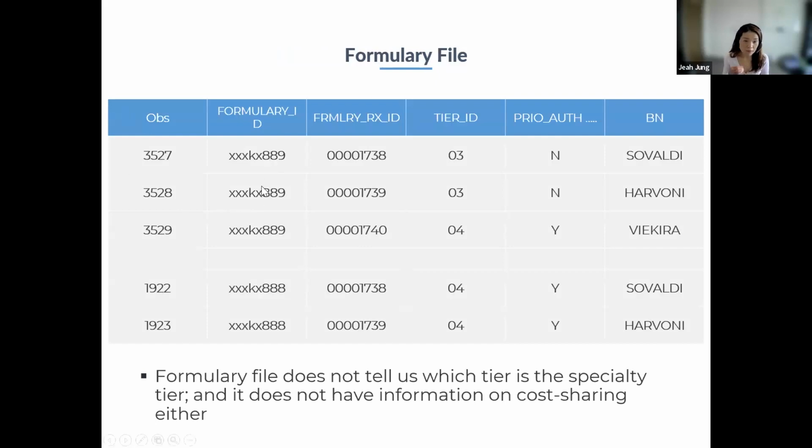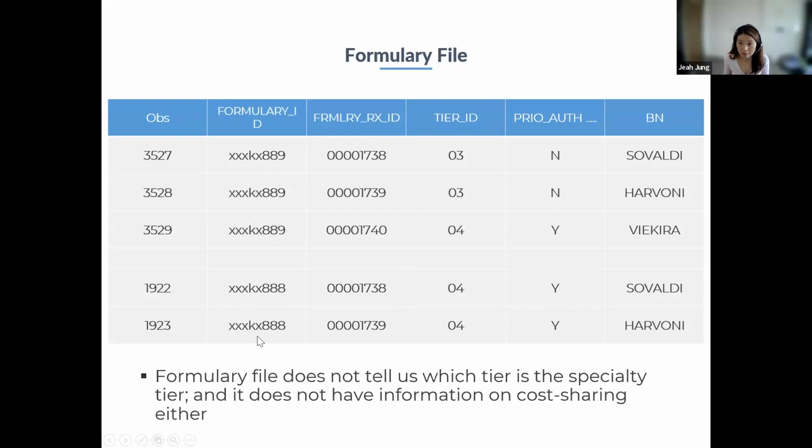I probably made up the numbers, but this is how it actually looks. Now I just select the 2 formularies. So this is formulary 889. This formulary covered all 3 drugs: Sovaldi, Harvoni, and Viekira. You can see that this formulary has Sovaldi RX ID 1738, Harvoni 1739, and Viekira 1740. So they covered all these 3 drugs.